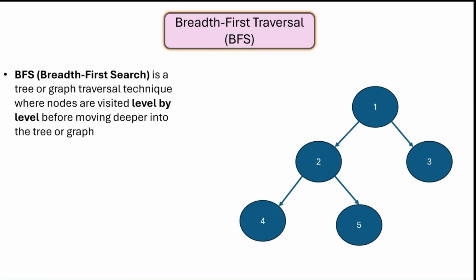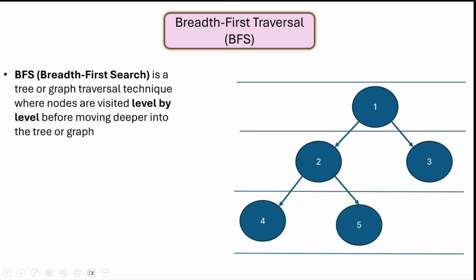Now let's understand the breadth first traversal, BFS. BFS is a tree or graph traversal technique where nodes are visited level by level before moving deeper into the tree or graph. So basically, if we take this tree as an example, this tree will be divided into levels. The first node, the root node, is level 0. The child nodes connected to that root node will be in level 1. All the child nodes connected to the level 1 nodes will come to level 2.